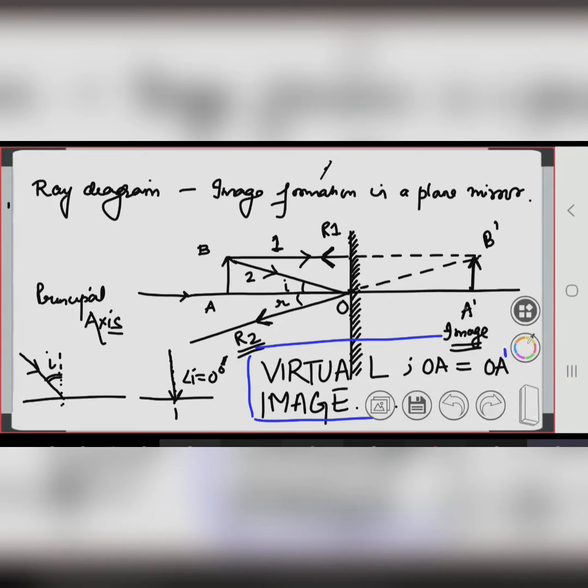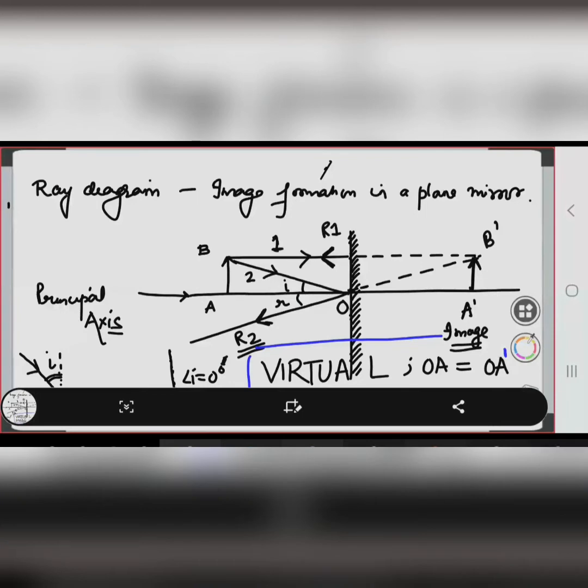आप देखिए जहाँ A है वहीं, the same rays which were starting from A will meet at A dash. The same rays which were starting from B will meet at B dash. So it's an erect image. So if I have to tell the characteristics of the image formed by a plane mirror, I can say that the image formed is virtual, erect, and it is formed as much behind the mirror as the object is in front of the mirror.